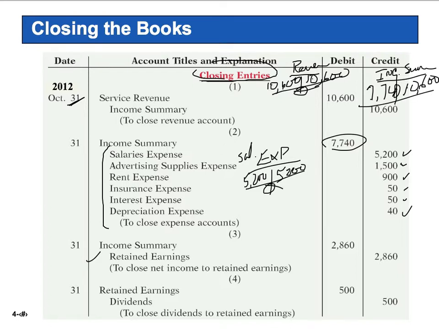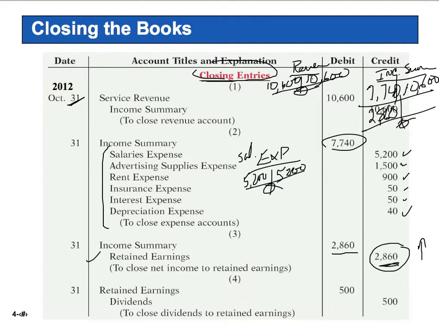Now the third step is to close income summary. Well, to close income summary, what I need is $2,860 to make this a 0 balance. When I add that to $7,740, it will come to $10,600. So you see I close income summary by debiting income summary $2,860 and crediting retained earnings. So retained earnings goes up, and this is our profit. So our retained earnings goes up by the profit.